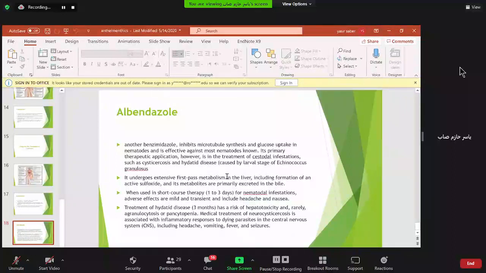When it is used in a short course, like 1 to 3 days for nematodal infestation, adverse effects are usually mild and transient, and include headache and nausea. While the treatment of hydatid disease, which takes about 3 months, has a risk of hepatotoxicity and rarely agranulocytosis or pancytopenia. Medical treatment of neurocysticercosis is associated with an inflammatory process to the dying parasite in the central nervous system and causes headache, vomiting, fever, and seizure. But this is all about antihelminthics.